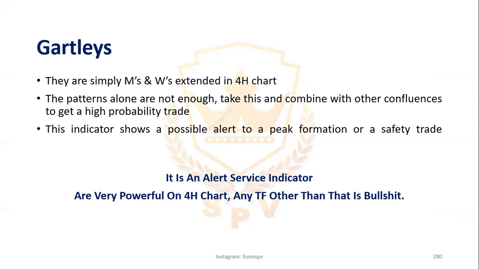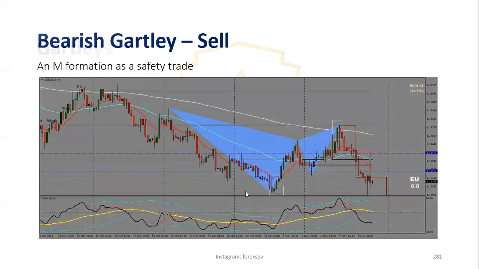So we have the gateways, we have the butterflies. Now the gateways are simply M's and W's extended in the R4 chart. As I said earlier, the patterns alone are not enough. Take this and combine with other confluences to get a high probability trade. So they can give us possible peak formation or possible peak reversal, but also it can give us a possible safety trade.